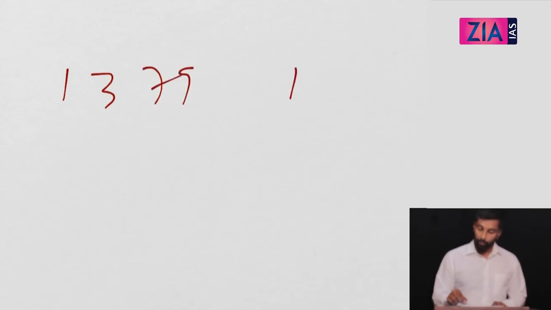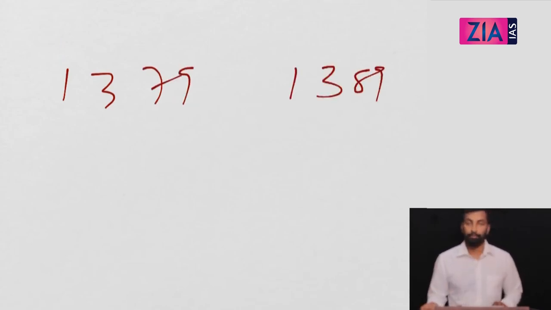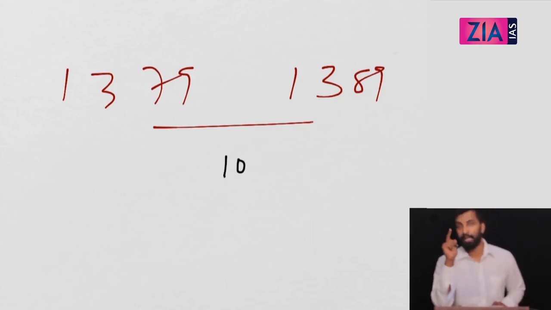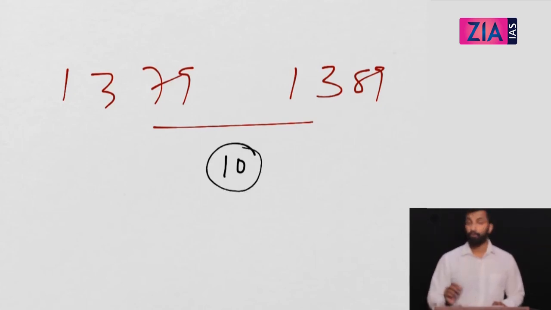So simply if I ask you 1379, 1389, what is the HCF? You take the difference. What is the difference? Difference is 10. What is the idea? The idea is your HCF will be there in the factors of the difference. So here 10 is the difference. Factors means 1, 10, 2, 5. Any other factor? No. So what you need to do?